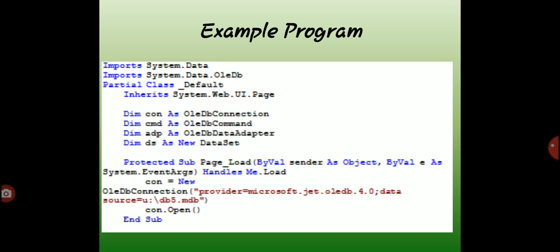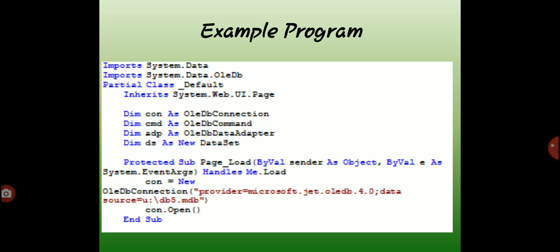OLEDB connection, we create an object con, and we say dim con as OLEDB connection. Then OLEDB command, we create an object CMD. Then for adapter, we are creating the object ADP. Then data set, we create an object DS. Only for the disconnected layer of connection, we use data set. For connected layers, we'll use record set. For disconnected layers, we'll use data set. So you have to understand the difference. So this is about the 4 objects, right?